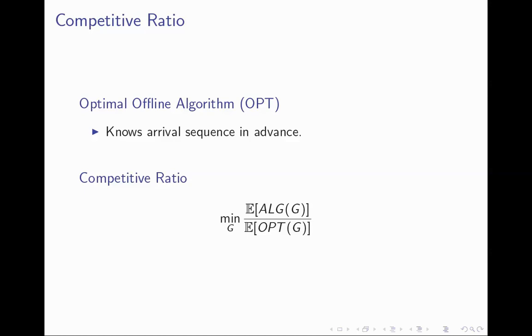It's how well we did relative to how well we could have done. And in this minimization here, the expectation on the bottom, over opt of G, is the expectation over the possible random i.i.d. arrivals. And in the numerator is the expectation over both the arrivals and whatever internal randomness we have in our algorithm.